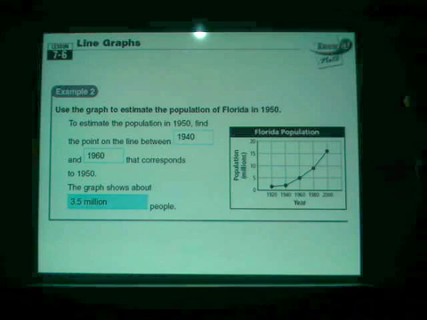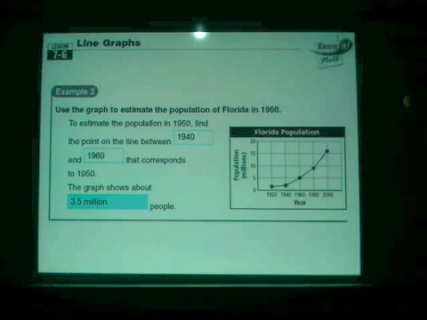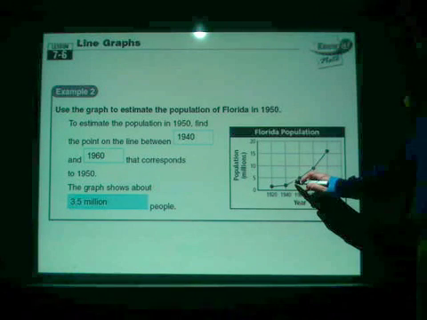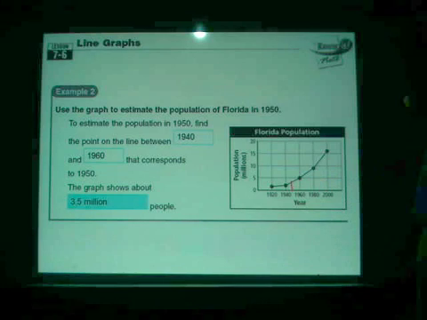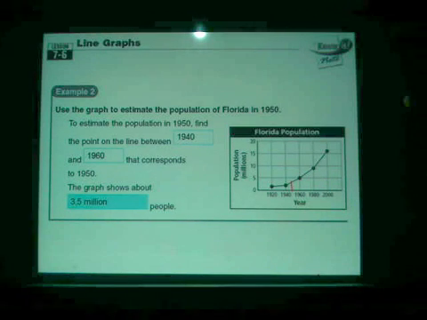As they're saying here, to estimate the population in 1950, we're going to find the point on the line between 1940 and 1960, which will correspond to 1950. And that is right about there. Well, it is a little bit past halfway between 0 and 5, and we know the halfway mark would represent 2.5, as in 2.5 million. So that number would probably be a little bit too low. The book has estimated that this is even a little bit more than halfway, so they're estimating that that number corresponds to about 3.5 million people.